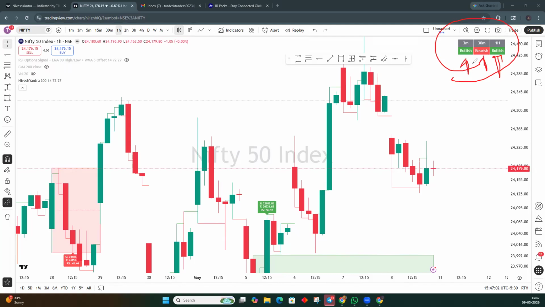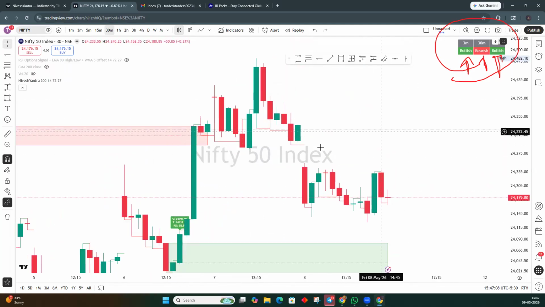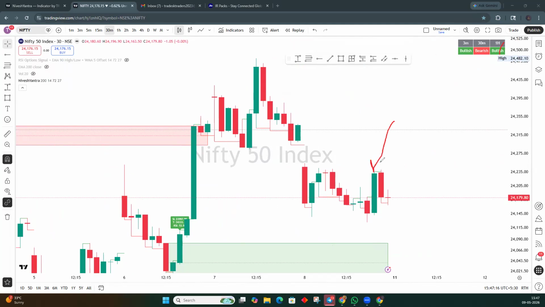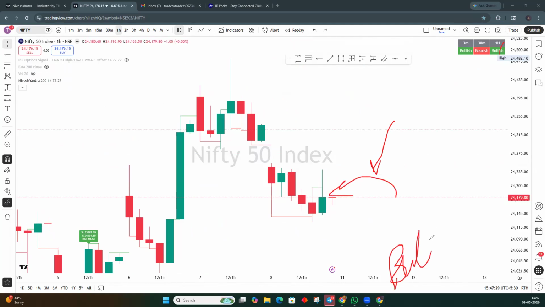and 3 minute bullish. What does it mean? It means what the candle shows on a bigger time frame; on the hourly time frame it is bullish. Let me show you on the hourly time frame. The Nifty candle has closed bullish, meaning in the last candle the bulls were dominating.